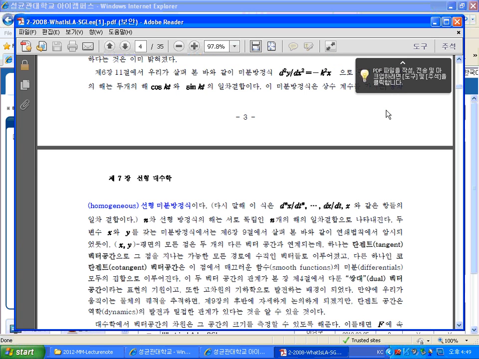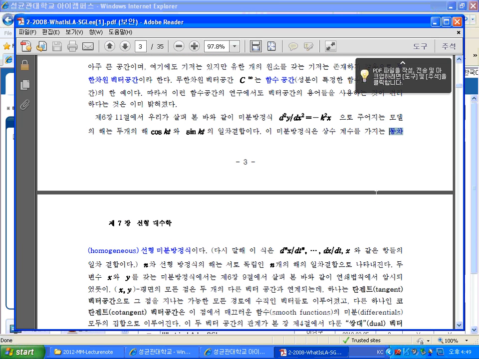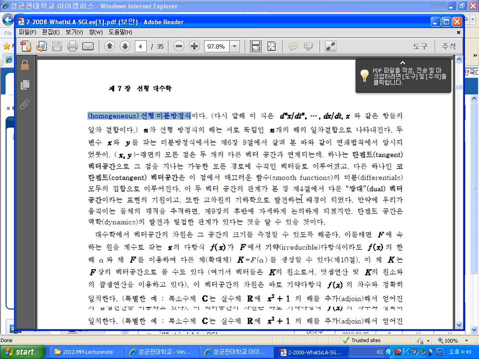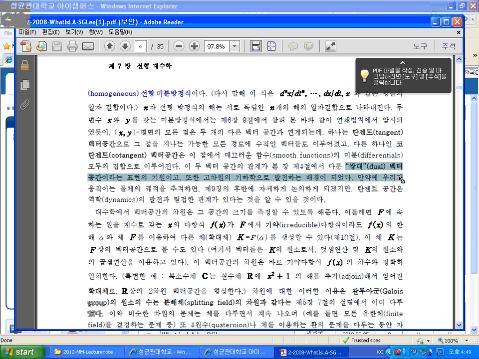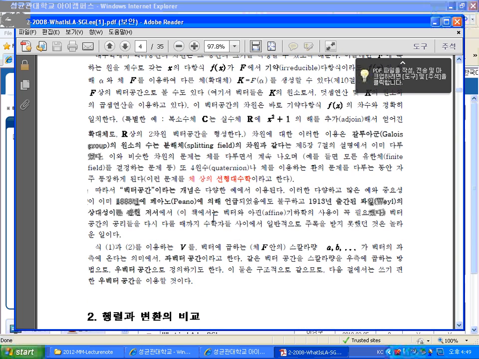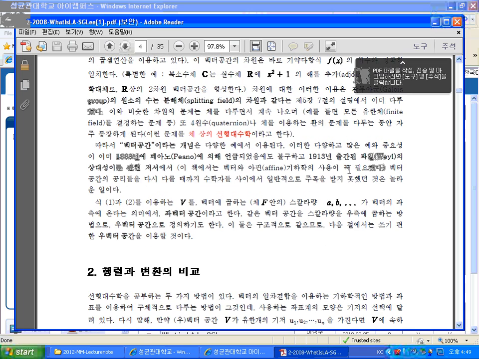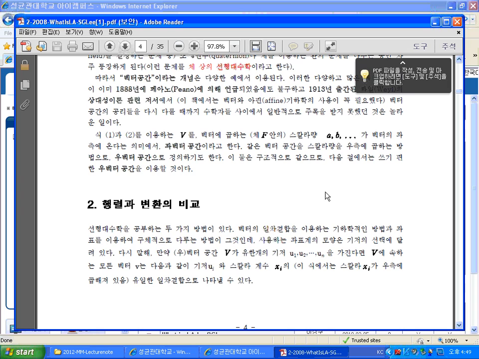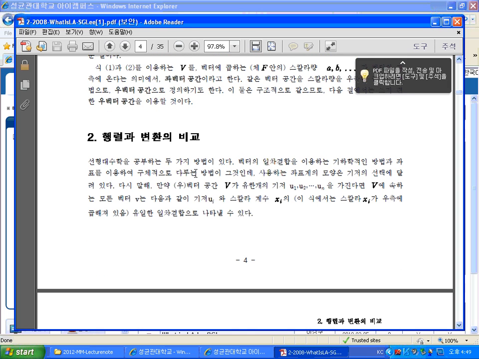and the relationship between the homogeneous system of differential equations and the system of linear equations, and duality and tangent space, and the fundamental theorem of algebra, and fields and groups, etc.